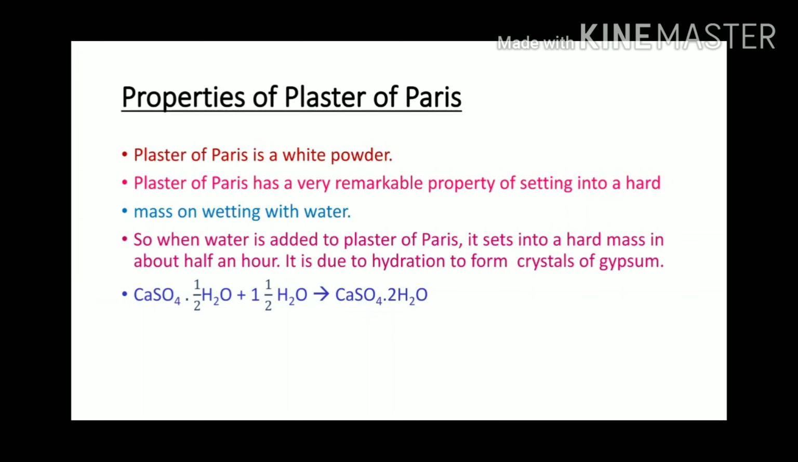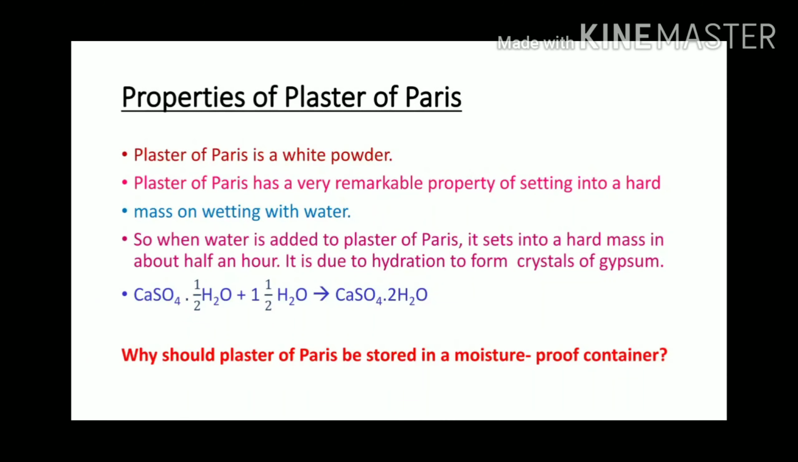CaSO4.2H2O. Why should plaster of Paris be stored in a moisture-proof container? This is because the presence of moisture can cause slow setting of plaster of Paris by bringing about its hydration. This will make the plaster of Paris useless after some time.